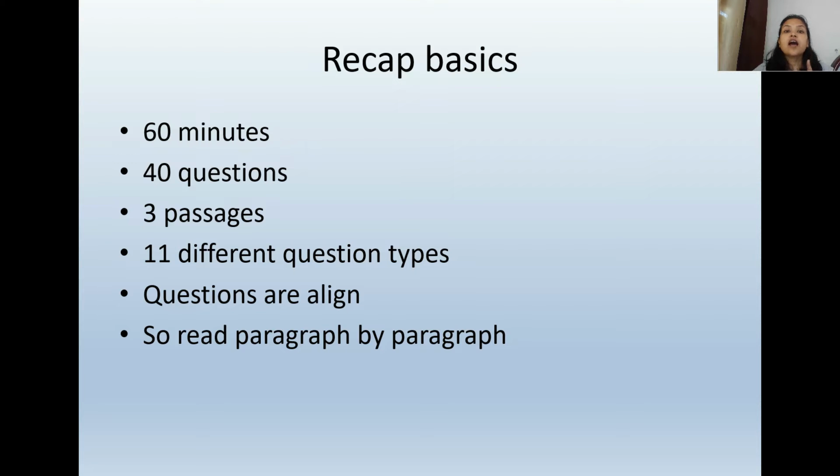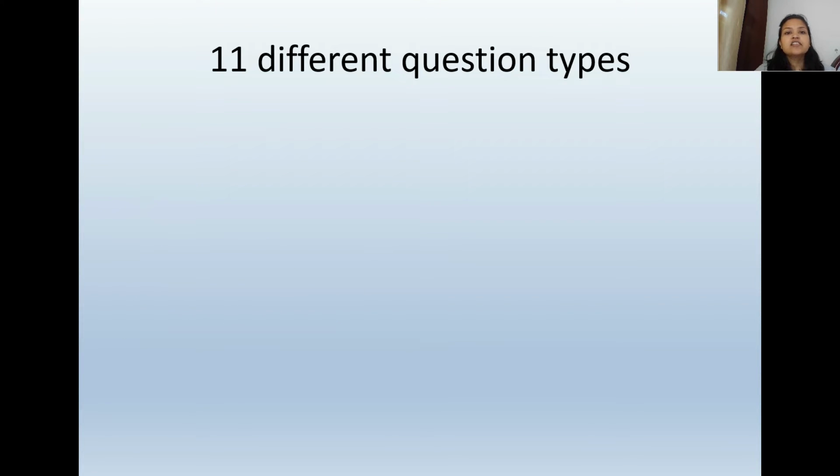Okay, there are 11 different question types. Yes, you heard it right. There are 11 different question types and all questions are aligned. Means answer for question number 1 comes first, after that second, then third and so on. So read paragraph by paragraph, right? Let's discuss what are those 11 different question types.